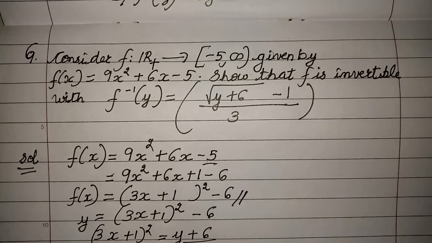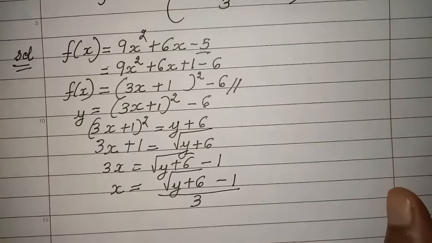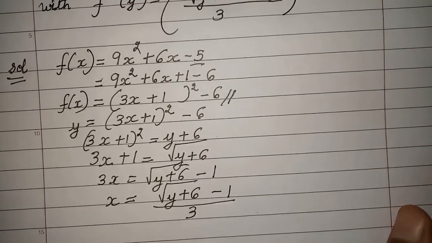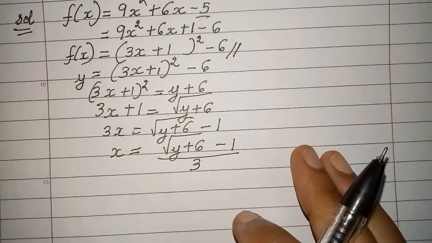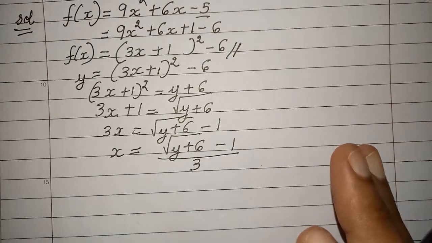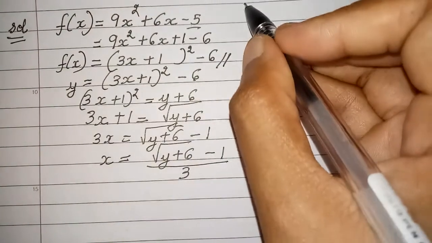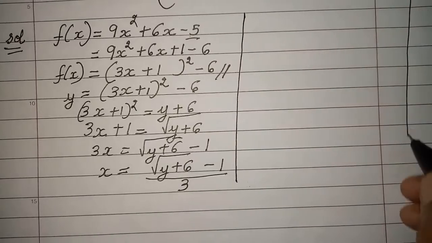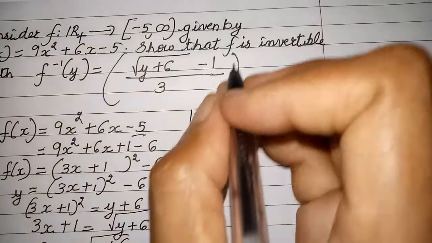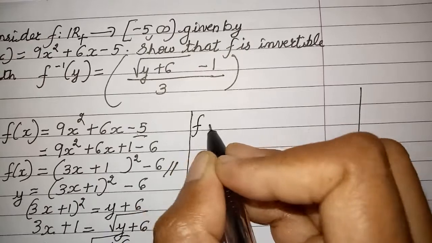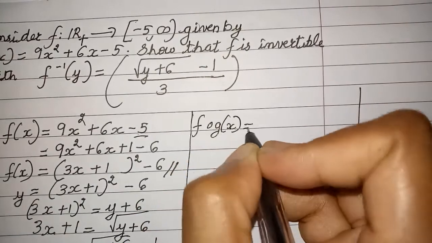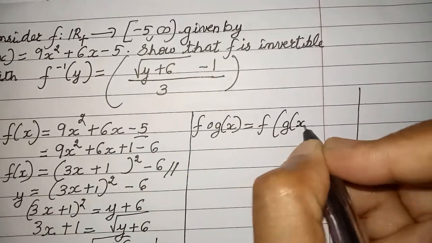Now children, the usual one-one and onto process will be very lengthy, and there are chances of making more mistakes. So this time we are going to use the definition of invertible functions. The definition of invertible functions is f composite g and g composite f. If you are able to show that it is the identity function, then your function will be invertible. So let us do the calculation here. Let me start with f composite g of x. I am not applying the usual method. So f of g of x.